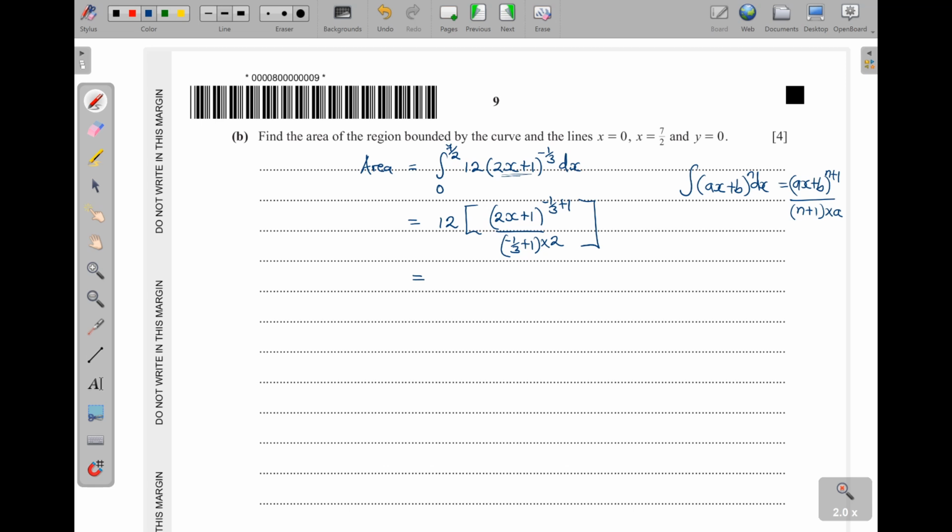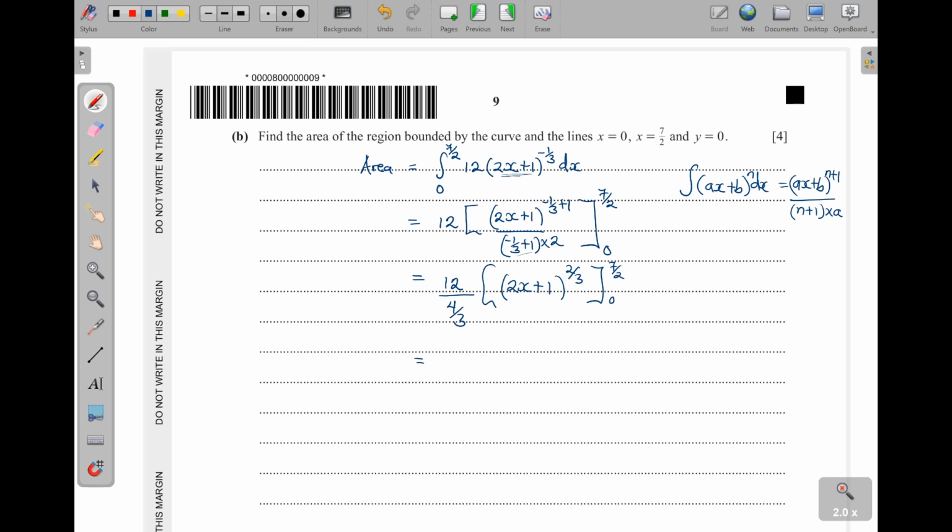Now we come back to this one here. 3 times 1, you get 3, minus 1, you'll get 2. So that means we shall have 12, and I can put this constant that is down here outside also. So we shall have 2 over 3 times 2. That will be 4 over 3. And then inside here, we have 2x plus 1 to the power of 2 over 3. Remember our limits are 7 over 2 and 0.